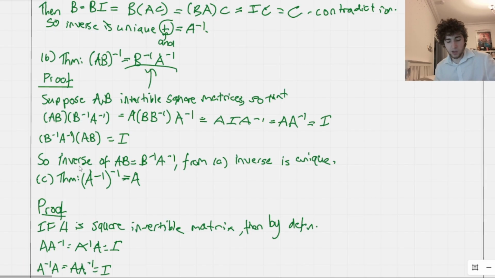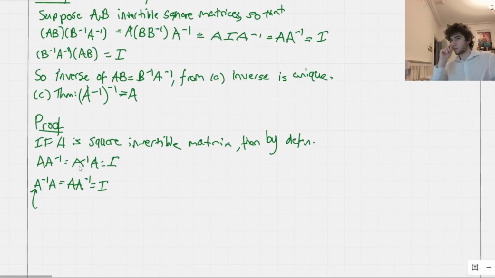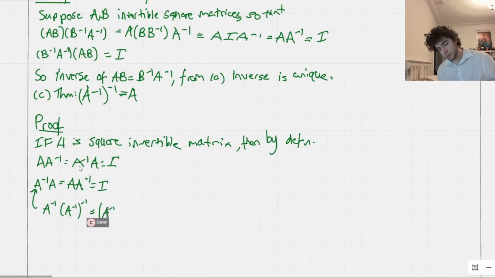So if I wanted to find the inverse for A to the minus 1, well, it's unique, okay? So we know that already from the first thing we proved, right? And it just is A, right? You can just see that, because any inverse for A to the minus 1 would have to satisfy our definition of the inverse, which is effectively that A to the minus 1 multiplied by the inverse of A to the minus 1 has to be equal to the inverse of A to the minus 1 multiplied by A to the minus 1 has to be equal to the identity matrix.